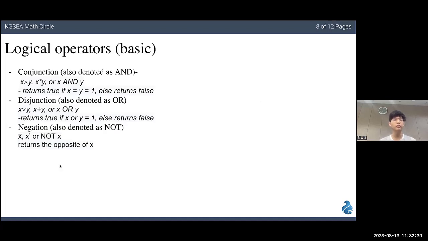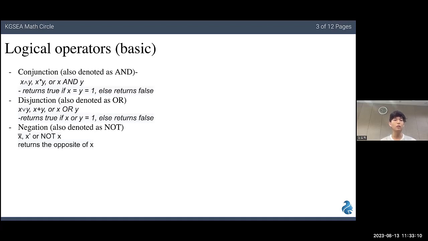These are the basic logical operators in Boolean algebra. The first one is conjunction, which is also denoted as AND. Here are the main symbols for conjunction, which is the upward V sign, the multiplication sign, or simply AND. And conjunction returns true if both variables are equal to 1, and if not, it returns false.